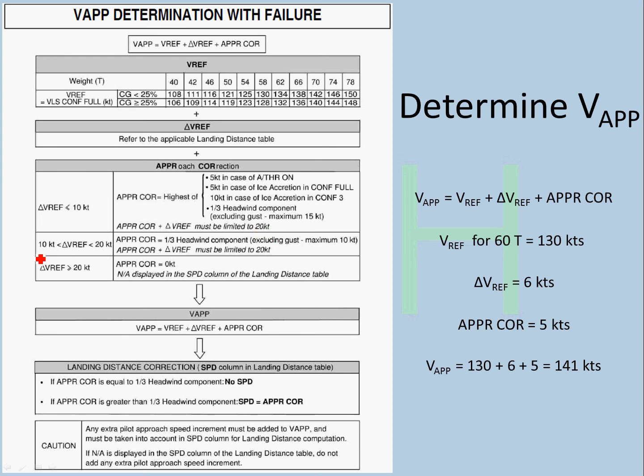If your delta Vref was say 10 to 20 knots, then we'll apply this. If it was greater than 20 knots, we would apply this. So now the V approach is 130 plus 6 plus 5, which gives us 141. So our approach speed is ready.